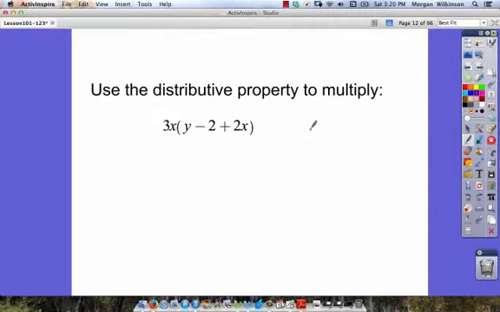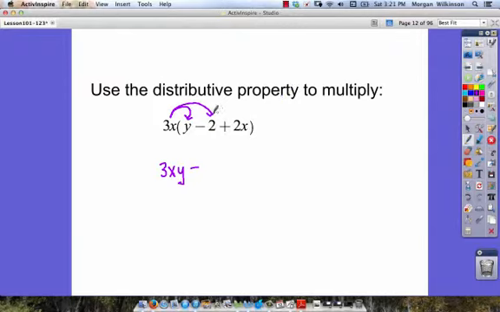Let's use the distributive property to multiply here. We've got 3x, and we need to multiply it by our first term of y. So 3x times y is just 3x times y. And we can just write it out like this. Then we're going to subtract. And we're going to get 3x times 2.